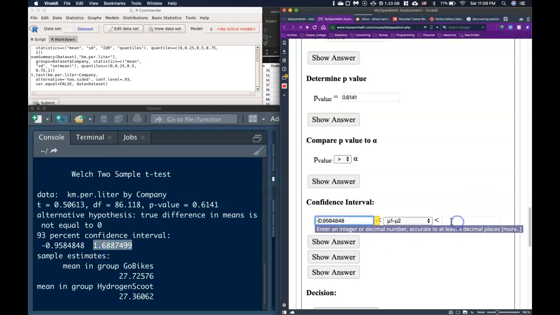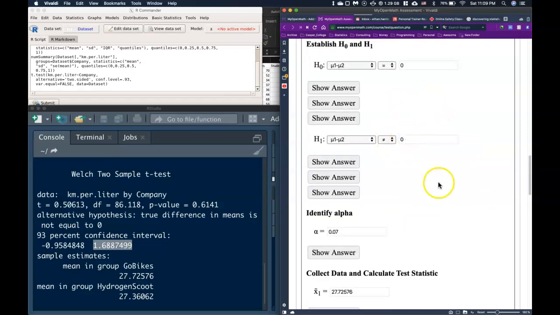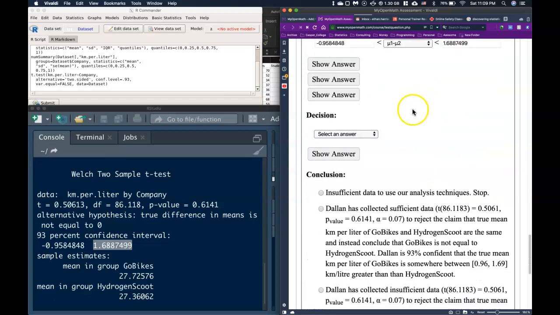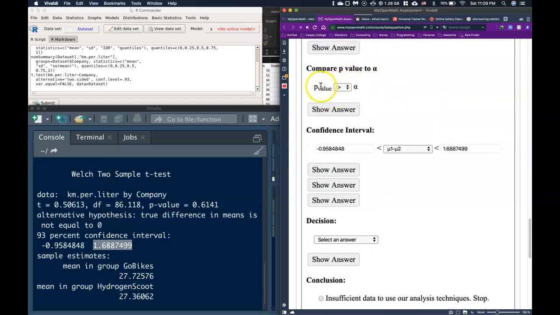What this actually means is that we think it's possible that mu 1 is smaller or that mu 1 is greater. Since 0 is included in our confidence interval, and 0 was what our hypothesis was, we know that we're going to fail to reject, just like we knew we would since our p-value is greater than alpha. So we can just say fail to reject the null.